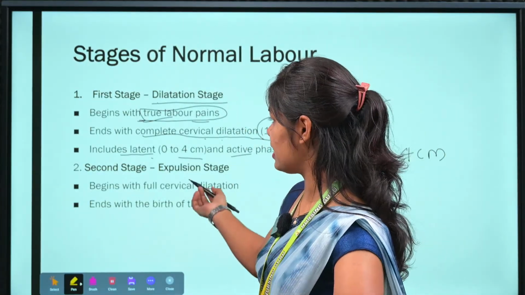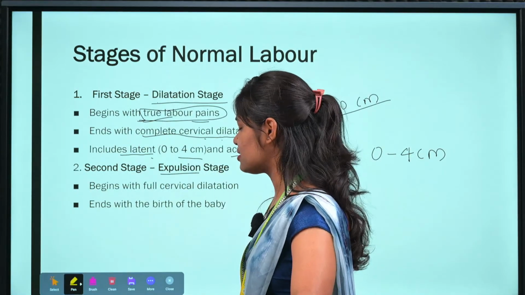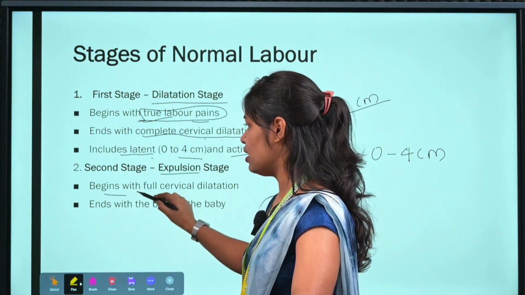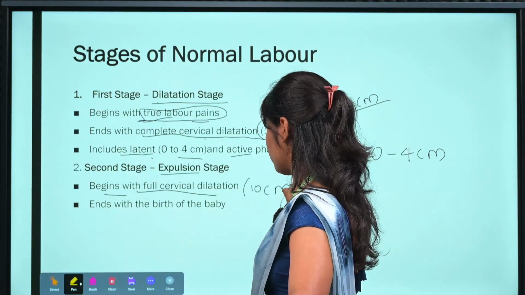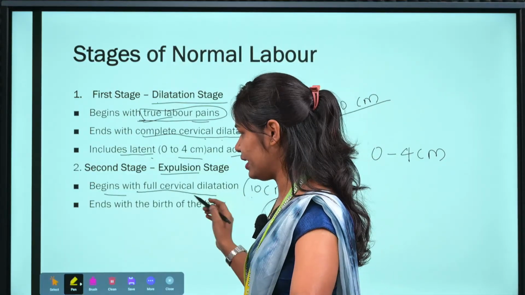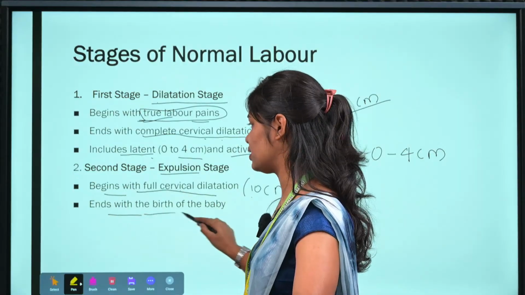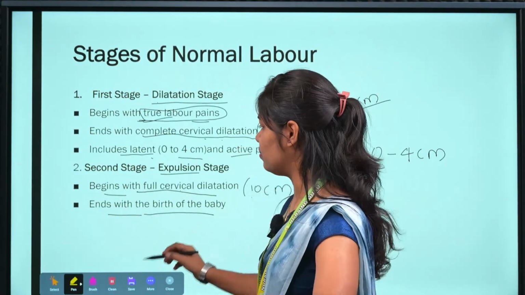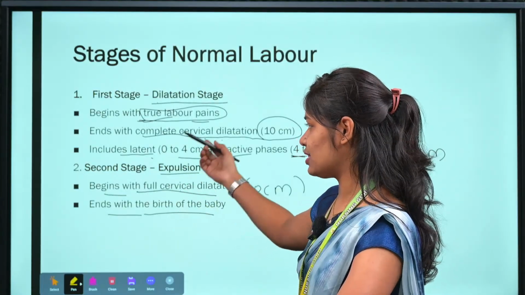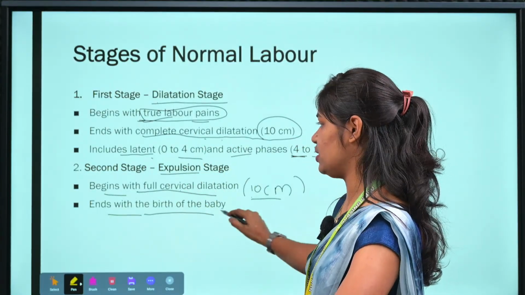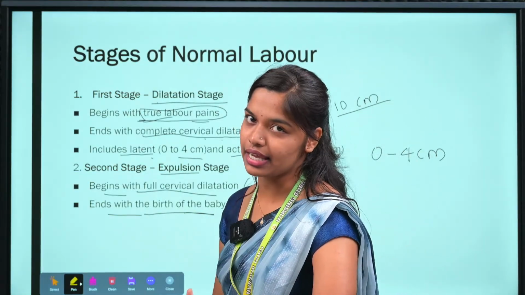Then the second stage is called the expulsion stage. It begins with full cervical dilatation. It starts from the 10 centimeter dilatation of the cervix and ends with the birth of the baby. It begins with cervical dilatation of 10 centimeter and ends with delivery of the baby. That is the second stage.